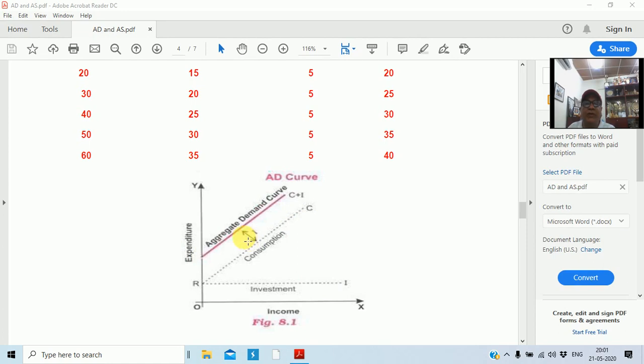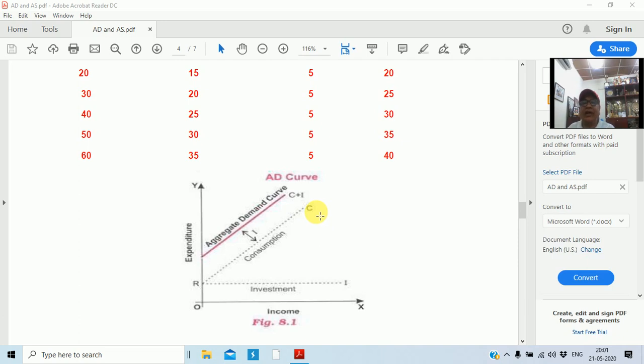And if you look carefully, you'll find the aggregate demand curve is parallel to the consumption curve. See here, the aggregate demand curve is parallel to the consumption curve. Why? Because AD is made of C and I. So the difference between AD and C is I, and I remains constant. That's why the aggregate demand curve is always parallel to the consumption curve or consumption function.